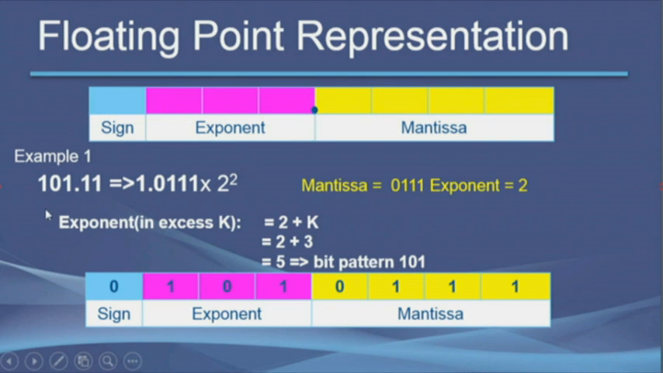Since this is a positive number, the sign is 0. You can see the bit pattern of the exponent with XSK is 101, so it is here, and the mantissa is 0111. So it is clear.